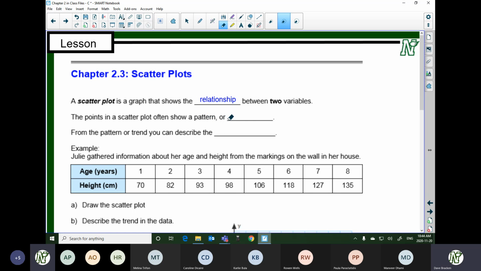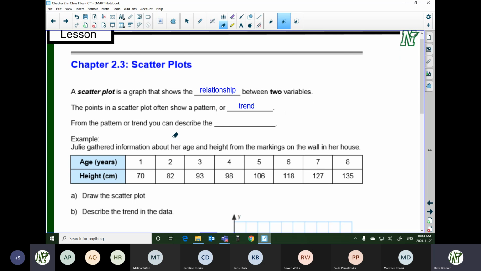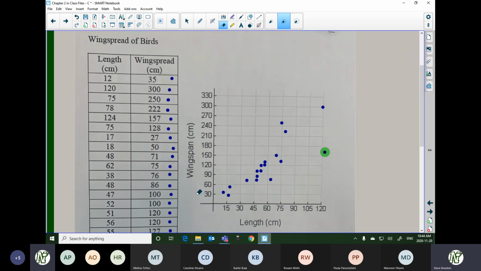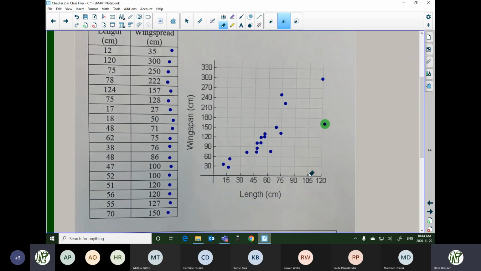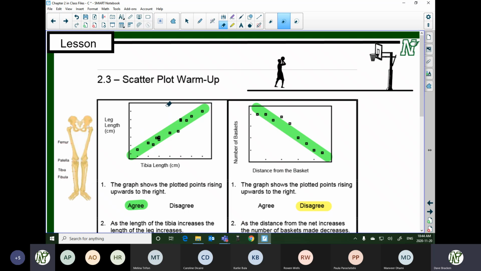When something happens over and over and over, we call it a trend. There is a trend to this scatter plot. As the length increases, the wingspan increases. There is a trend in this scatter plot. As the tibia length increases, the leg length increases.